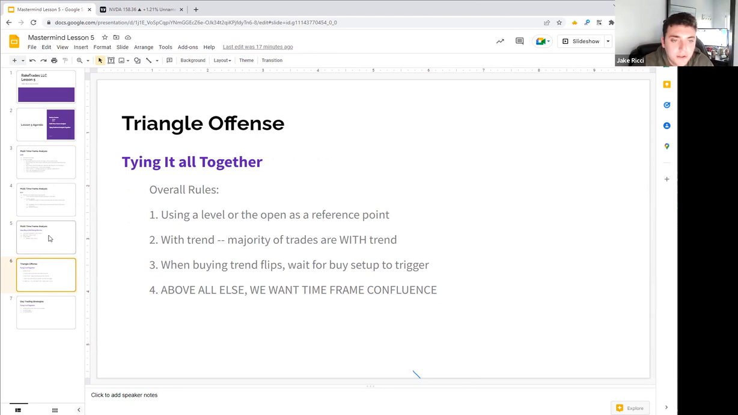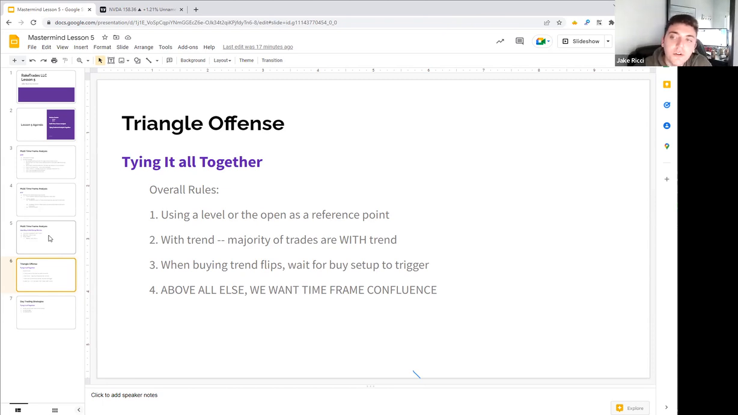Okay, so tying it all together, right? Here are the 4 rules of our triangle offensive system. The first rule of our offensive system is that we want something to be near a level or the open as a reference point for us. I hope that you all have seen that play out over the past few days. If you've taken the homework assignment of watching charts without necessarily trading, then I'm sure you have seen literally hundreds of buy and sell setups, especially if you've been on a 2-minute chart, right? Hundreds of buy and sell setups.